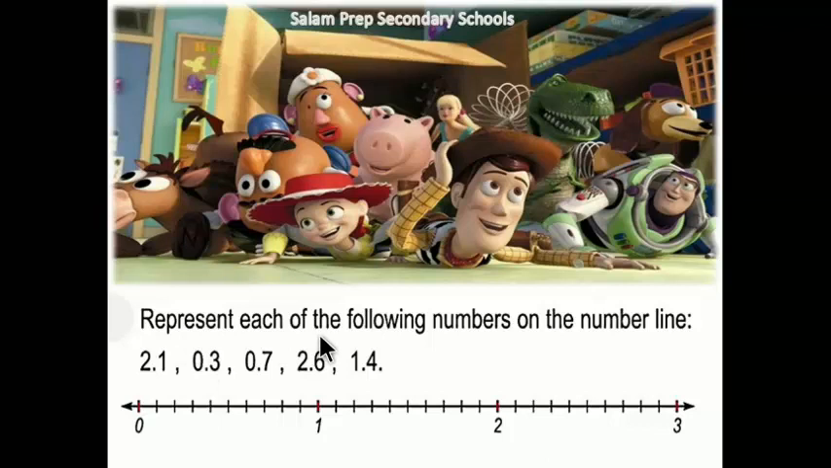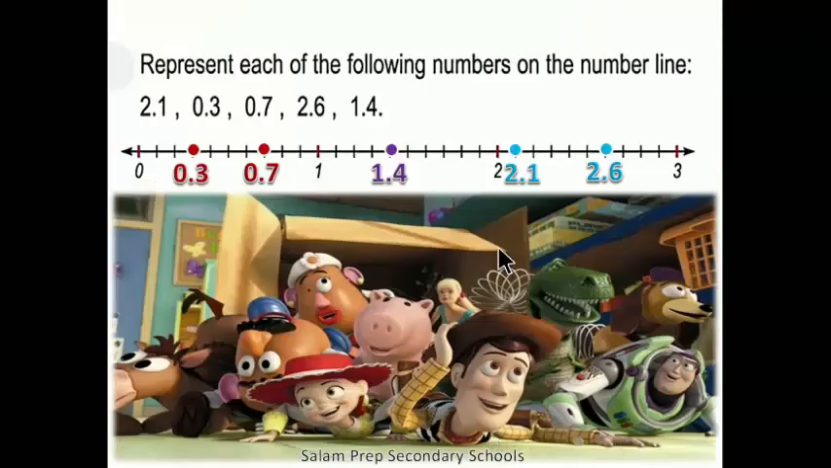Represent each of the following numbers on the number line. This is the number line. Begin with 0, end with 3. 2.1 means I will go to 2. Okay? 2 is the whole number. I will go to 2. 1 tenth means I will color the first line. Okay? So this point will be 2.1.